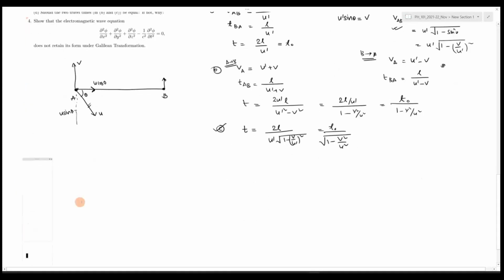Next, question number 4. Anybody knows which type of equation this is? Oh, it's written, wave equation. So it says that the electromagnetic wave equation does not retain its form under Galilean transformation. So what is the Galilean transformation, by the way?